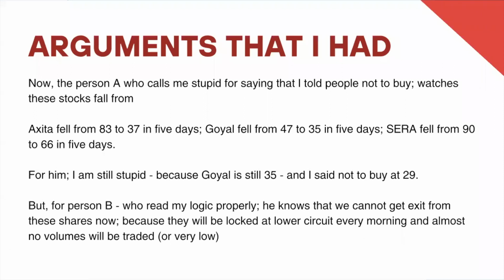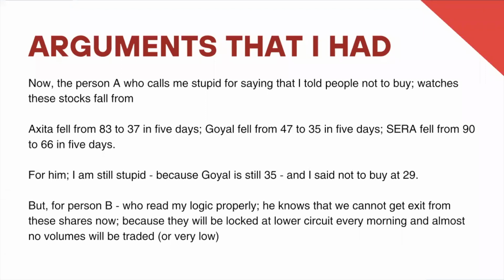Now for that person, I am still a stupid person, because I told him not to buy Goel at 29 and Goel is still at 35, right? For him, I am still stupid because I told him not to buy this stock, but the stock is still up from that level, right?